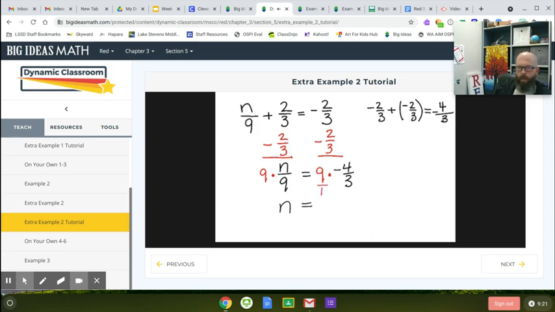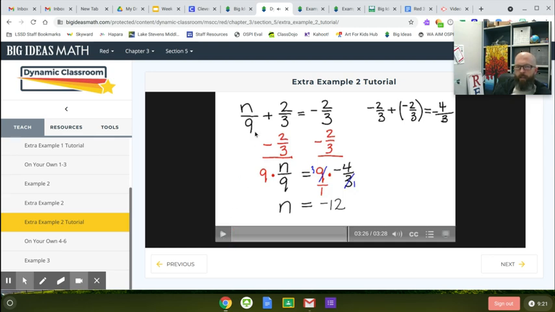So now let's look for common factors in the numerator and denominator. We see that there's a common factor of 3. So divide out a 3 and simplify. Multiply the numerators. 3 times negative 4 is negative 12. And the denominator is 1 times 1 is 1. So negative 12 over 1 is negative 12. So we solved n divided by 9 plus 2/3 equals negative 2/3 and found the solution n equals negative 12.